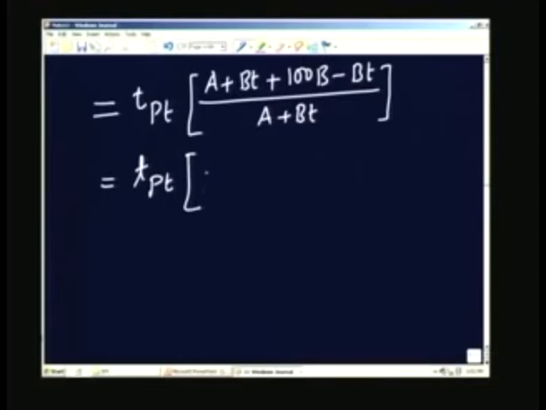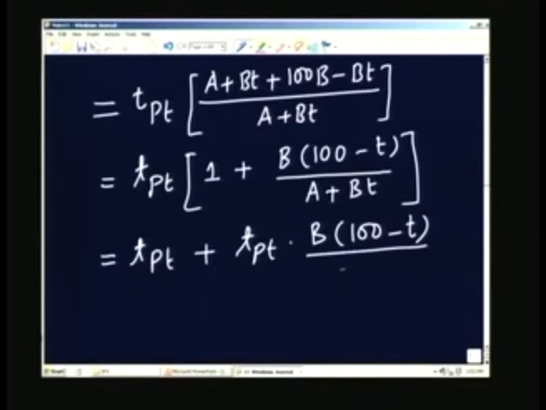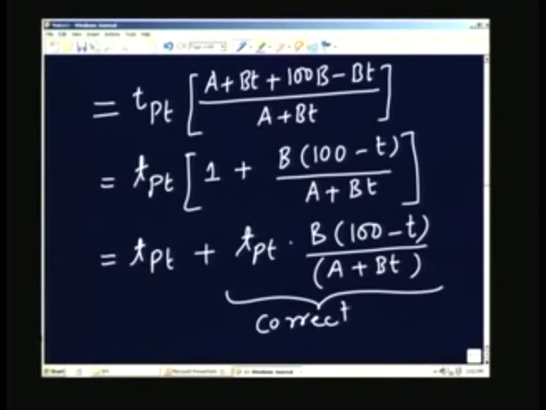And this gives you 1 plus B into 100 minus t divided by A plus B t. So, I can say this is T_PT plus T_PT multiplied by B into 100 minus t divided by A plus B t. This will be your correction, because the left hand side is nothing but the temperature.